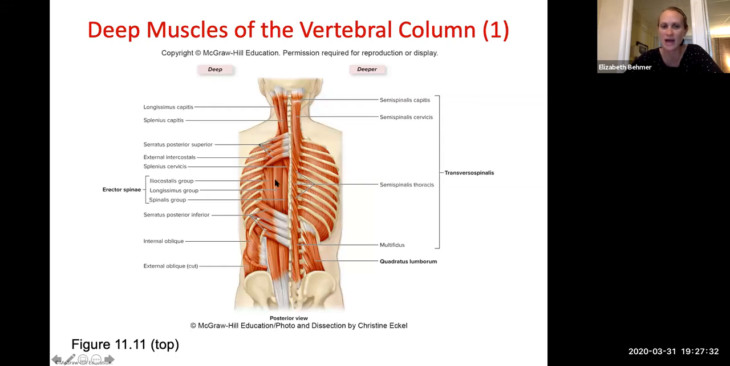And then working your way out, you have a longissimus and an iliocostalis group. You'll see the word costal in the iliocostalis group, and that has to do with your ribs. So this group of muscles will attach to your ribs. Okay?